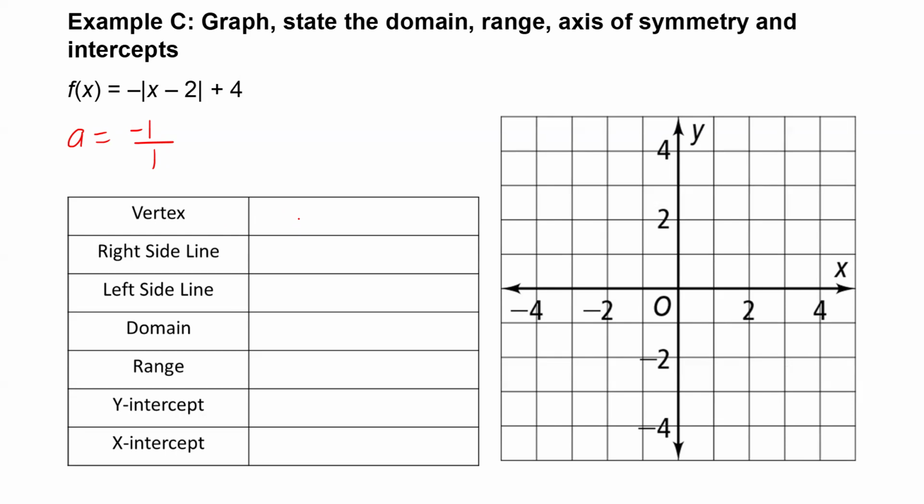Okay. Next, we're going to state what is our vertex. What is our vertex here? 2, 4. Our vertex is 2, 4. That's our H and our K. Okay. Because our A is -1, on the right side of our graph, what are we doing? We're going to write it out in words. We go down 1, and we're going to go right 1. And that's because our A equals -1 over 1.